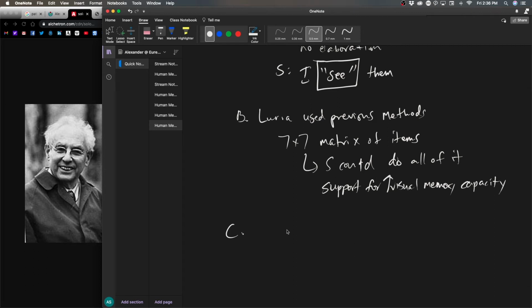Luria used proactive interference and retroactive interference to see whether or not he could fumble him up. S wasn't affected. What? That's wild.